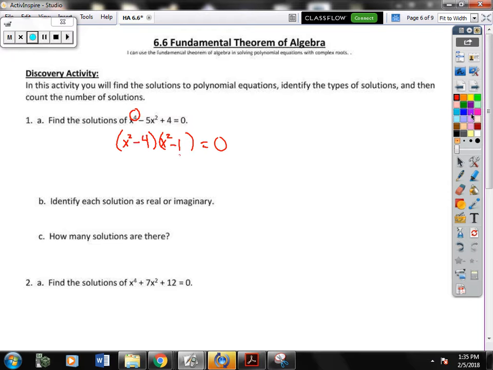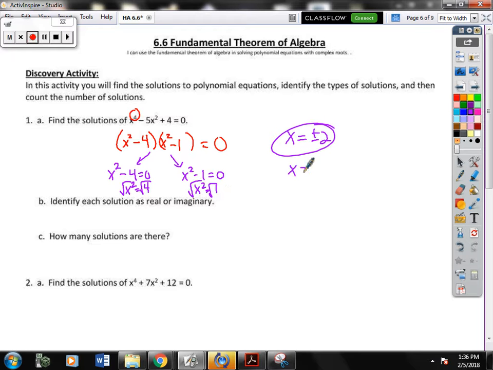Now, if the direction said factor completely, I would factor each one further. Since it just wants to know the solutions, I'm just going to go ahead and use the zero product property. Solve, add 4 to both sides and square root. I'll get plus or minus 2. The other one, add 1 and square root. Plus or minus 1.